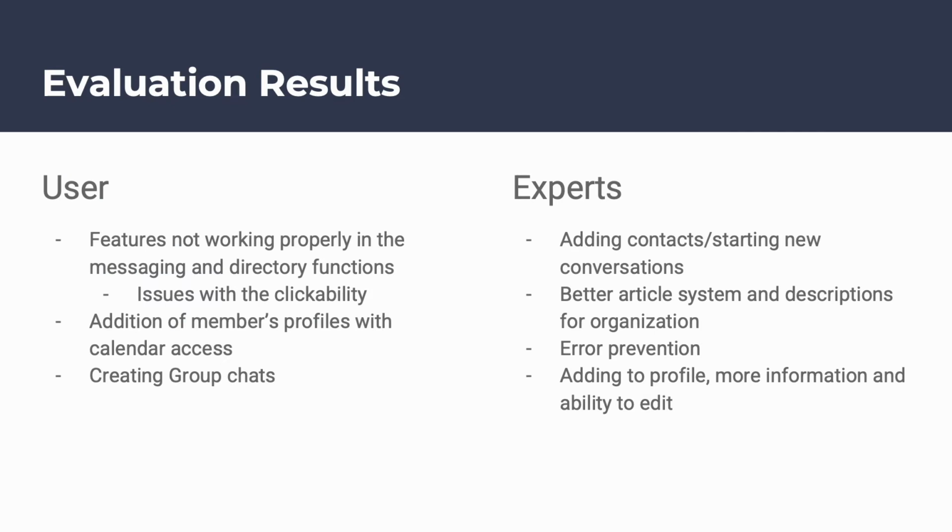From our evaluations, we saw some technical issues in our design regarding the messaging and directory functions. We also found ways in which we could make our design more intuitive and easier to operate, such as creating group chats and contacts, adding the profile access on the calendar page, adding a better article system with descriptions for each article, and measures of error prevention.